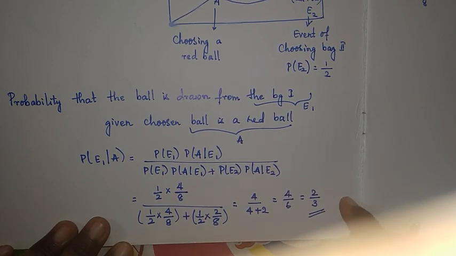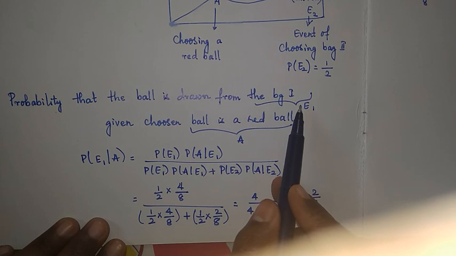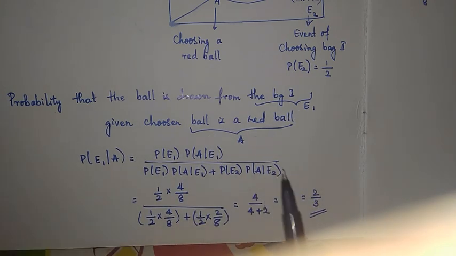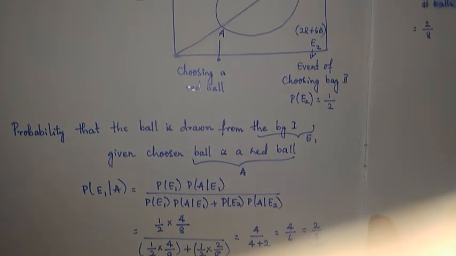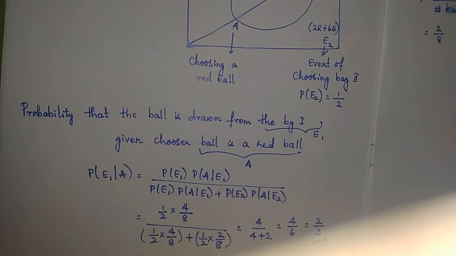This is the required probability, that is, the probability that the ball is drawn from bag 1 when we know that we had already chosen a red ball. You just need this diagram to find the solution of this problem.